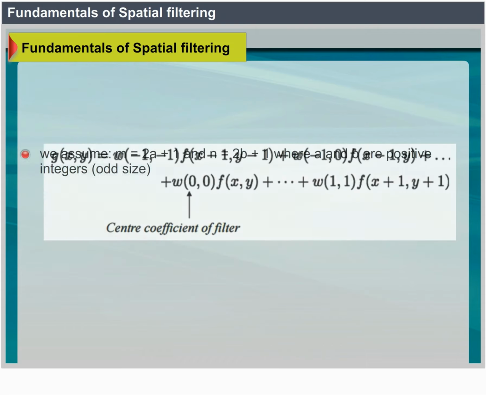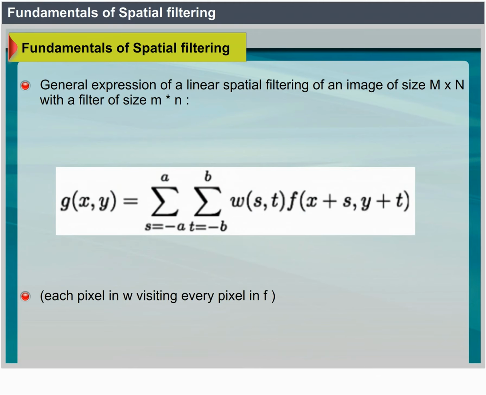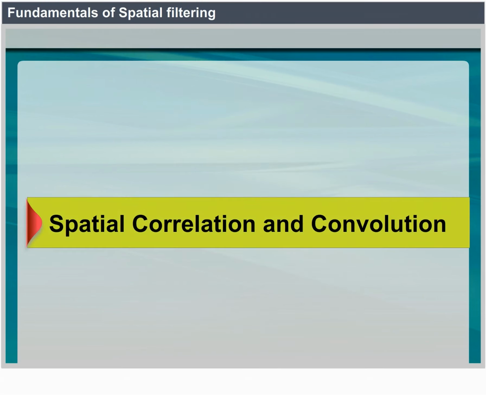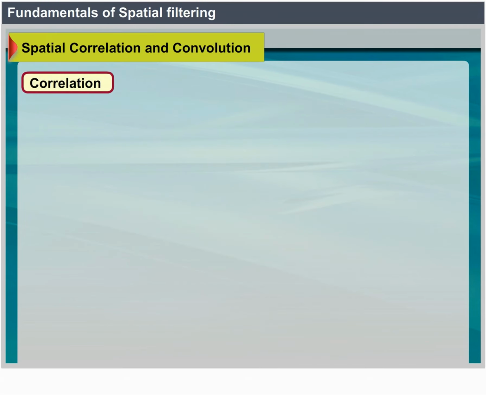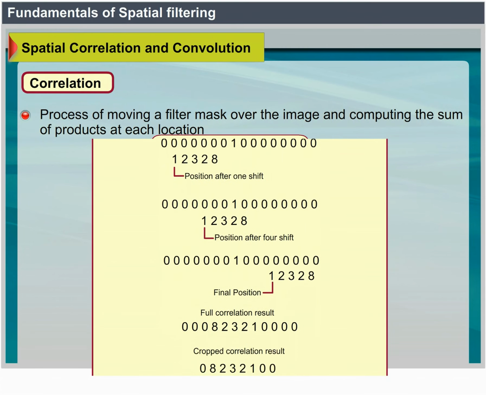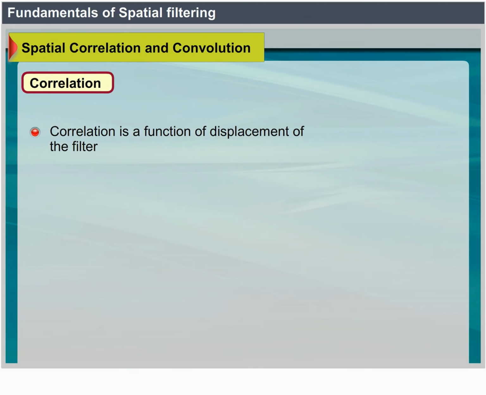Spatial correlation and convolution. Correlation. Process of moving a filter mask over the image and computing the sum of products at each location. Correlation is a function of displacement of the filter. If F contains all zeros and only one discrete unit impulse, the correlation of a function with a discrete unit impulse is a copy of W rotated by 180 degrees at the location of the impulse. Convolution. The same mechanics but with a filter rotated by 180 degrees.